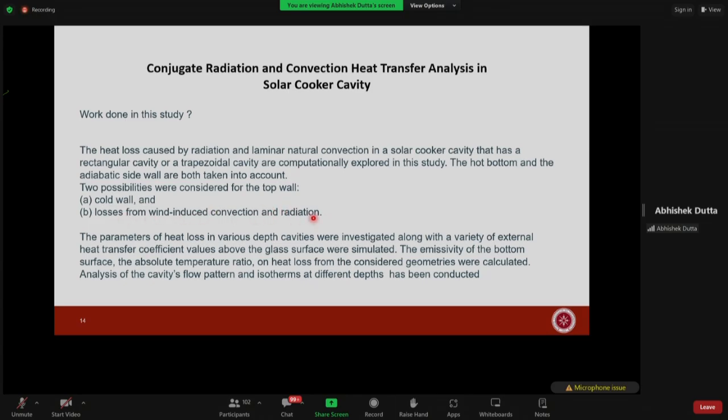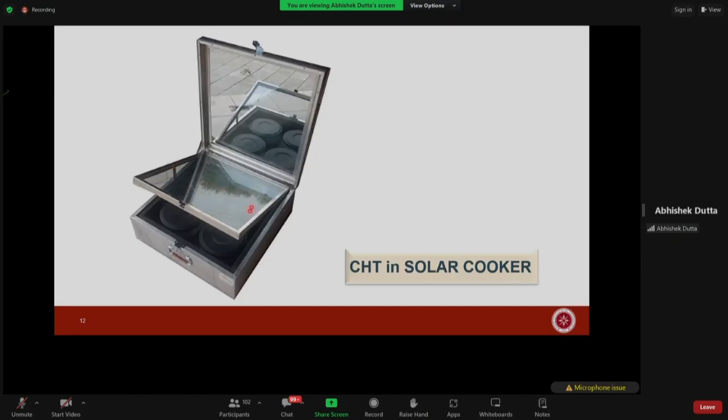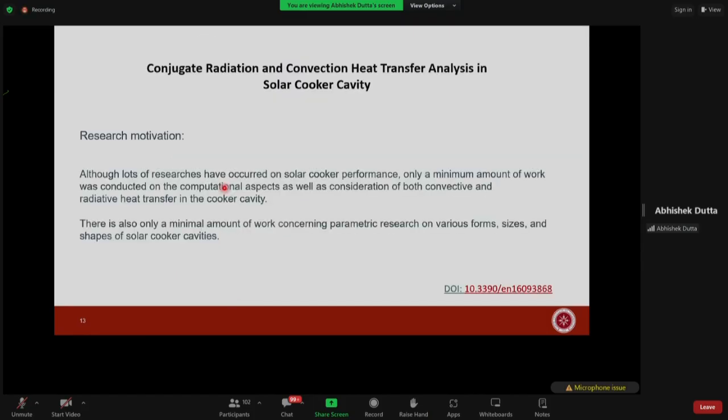So wind-induced convection and radiation is one loss, and the cold wall is another possibility. Okay, two possibilities for the top wall. The top wall is the most critical, as you understand. This is the top wall. This is the most critical one.